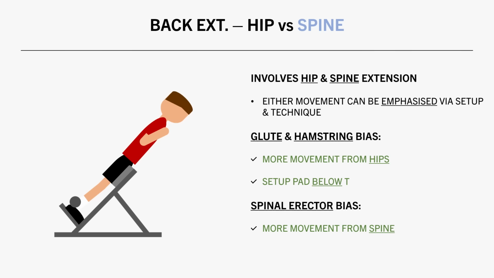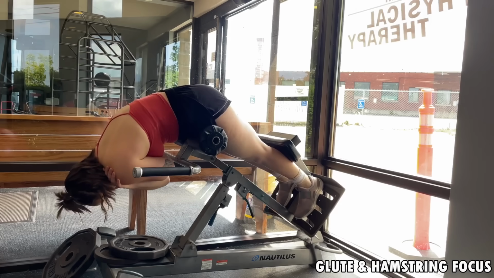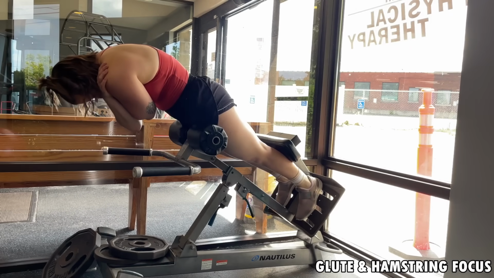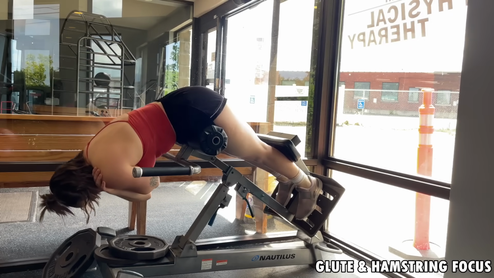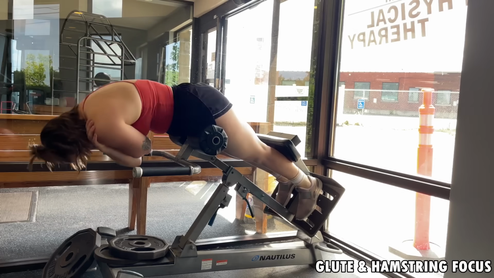To bias the glutes and hamstrings, we want to set up the hip pad below the hips so that we can achieve maximal hip flexion. In terms of technique, we want to keep the spine in a neutral or even flexed position and avoid extending the spine during the movement.